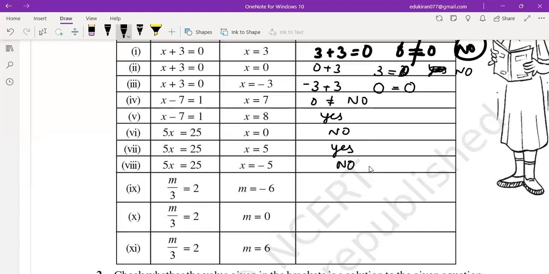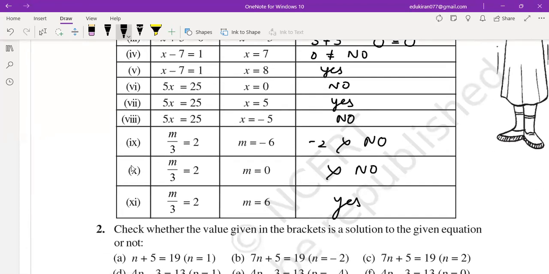Ninth one will be minus 6 divided by 3, it will be minus 2. Next, 0 by 3, no. 11th one will be 6 by 3, yes. Now, Sindhu was not getting the 10th and 11th, right? Yes, ma'am. Is it like we have to just multiply it with 3 into 2? No. You have to put the value here. See, ninth one, m is minus 6, divided by 3. When you divide it, you will get minus 2, right?